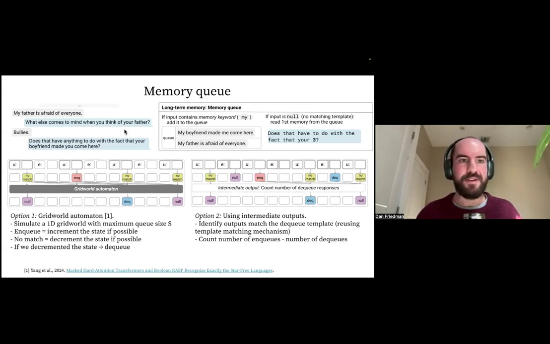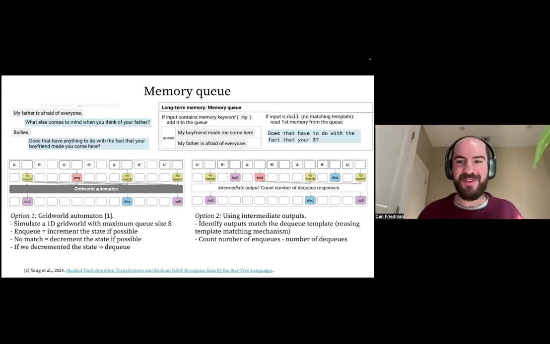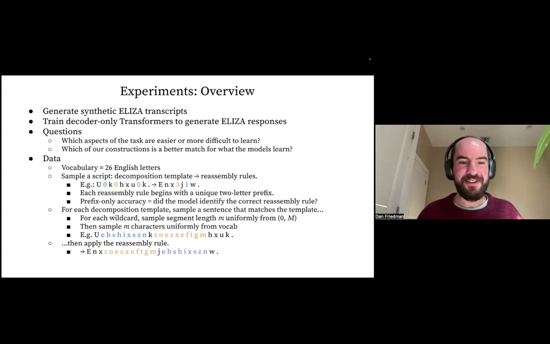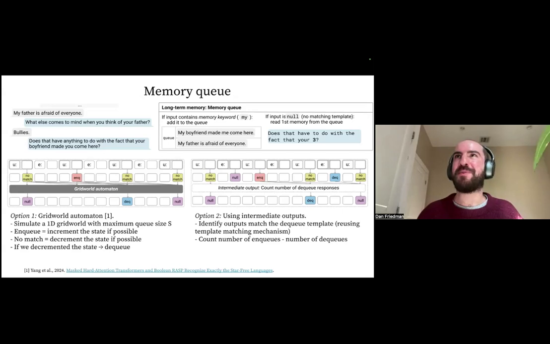Any questions so far? I see one question. Yeah. When sampling conversations, the queue contains at most four memories at a time. Why is that? Yeah, so this is maybe jumping ahead to our experiments. In our experiments, we just arbitrarily picked a maximum queue size of four.